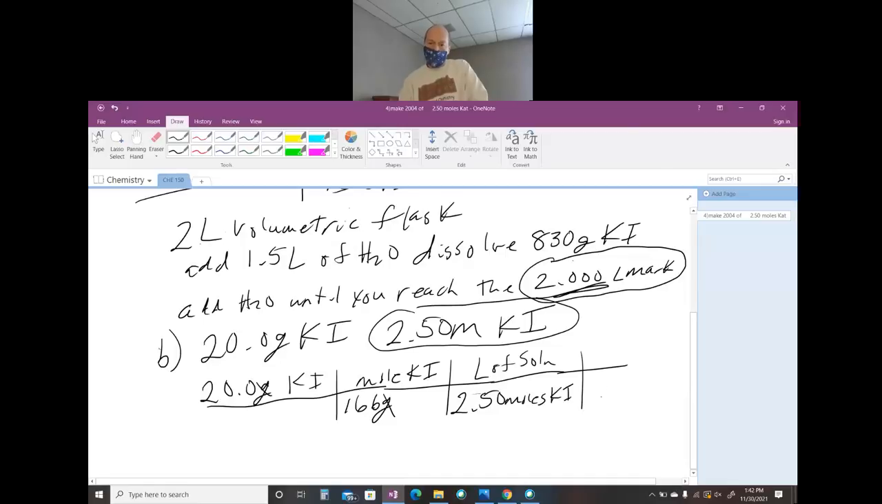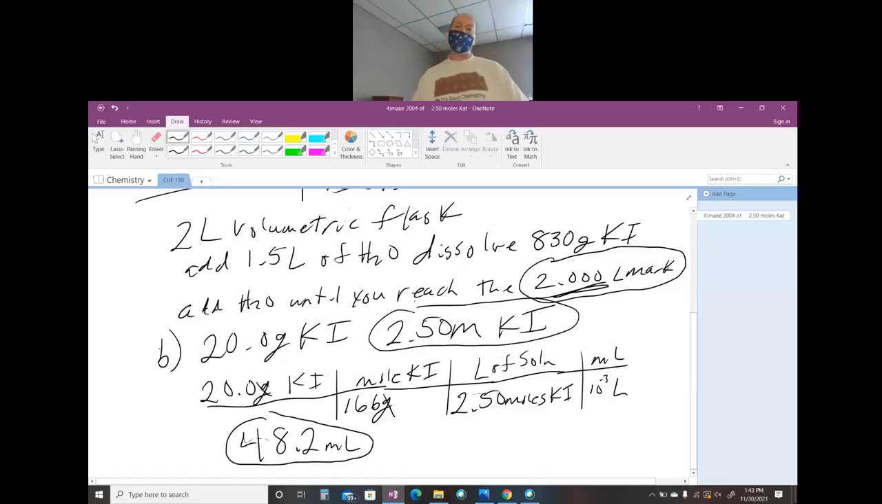I'm going to get this in milliliters, so I get rid of my liters by having liters on the bottom, and I want milliliters, and m is 10 to the minus 3. So you can put the 1,000 milliliters per liter. I will have my m on top and 10 to the minus 3 on the bottom. When you push the buttons, you get 48.2 mL. So if I take 48.2 mL of 2.5 molar KI, that will be exactly 20.0 grams of KI.